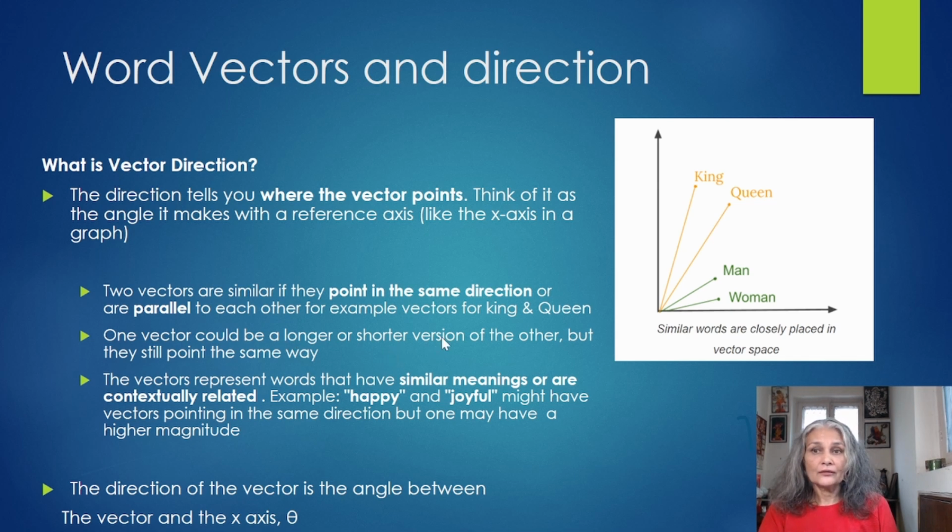One vector could be shorter or longer than the other vector, and that represents basically the importance of the vector. The vectors represent words that have similar meanings or are contextually related. For example, happy and joyful may also be vectors which point in a somewhat similar direction.